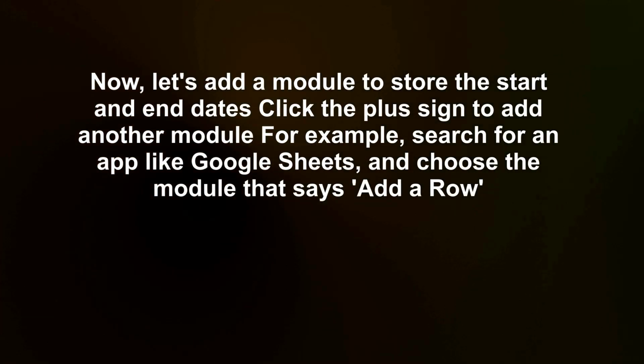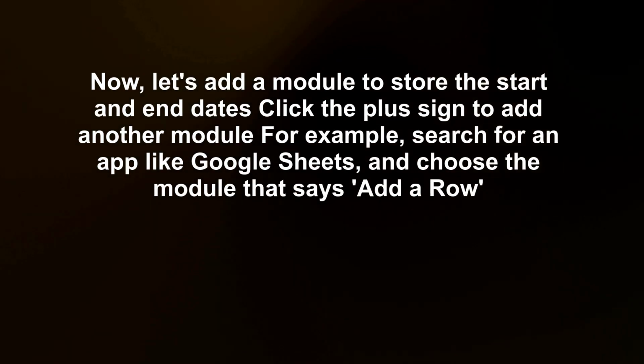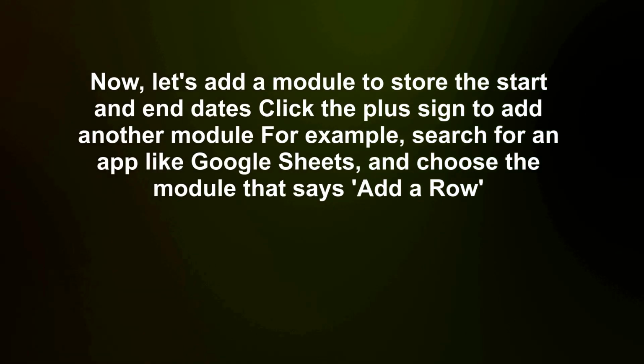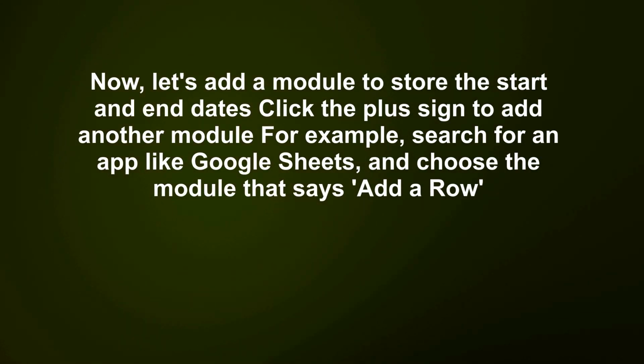Now, let's add a module to store the start and end dates. Click the plus sign to add another module. For example, search for an app like Google Sheets and choose the module that says add a row.